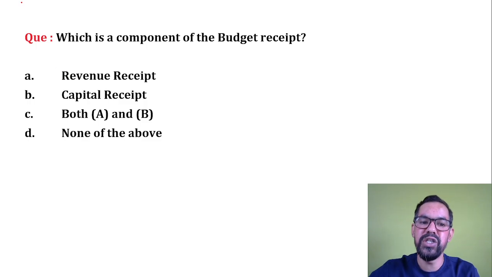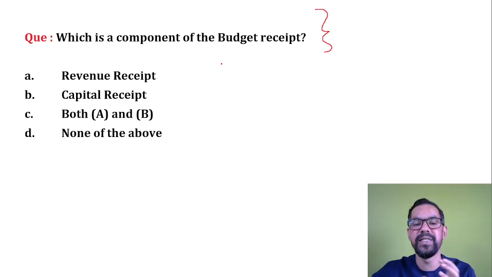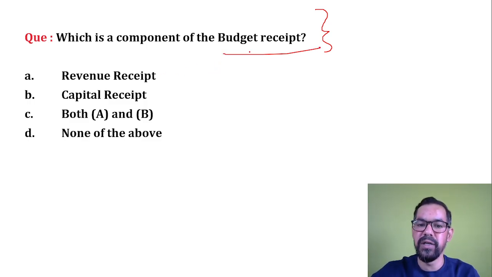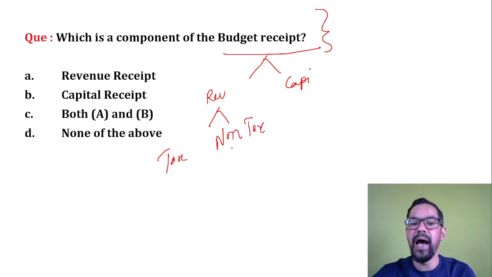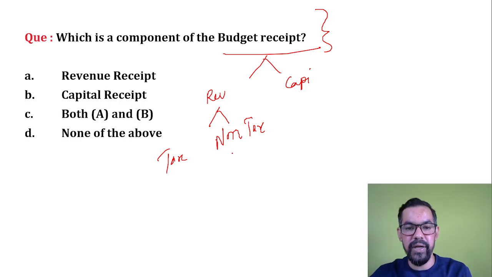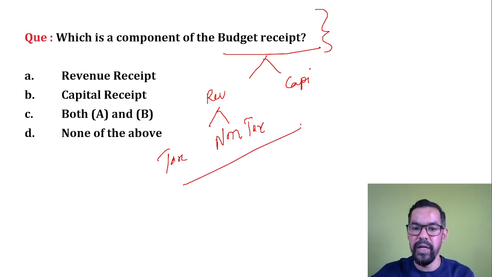Next one, which is a component of budget receipt. Whenever you study the components of budget, budget receipt is further divided into two parts. One is revenue and another one is capital. Revenue is generally tax revenue and non-tax. Tax revenue we have like direct and indirect taxes. In case of non-tax revenue like dividend, grants, these all are part of non-tax.